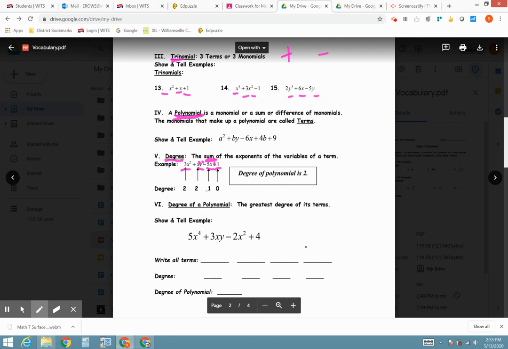So I look at the highest number. Well, the highest number is 2. Doesn't matter which one, the highest number is 2. So the degree of the entire polynomial is 2.